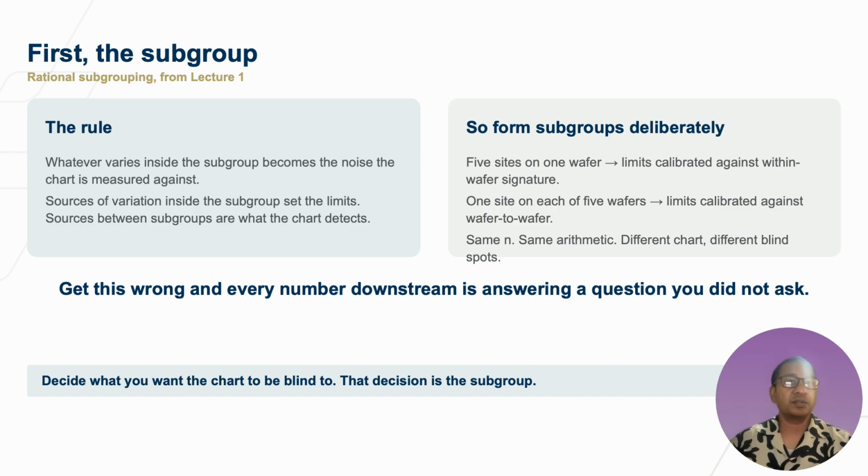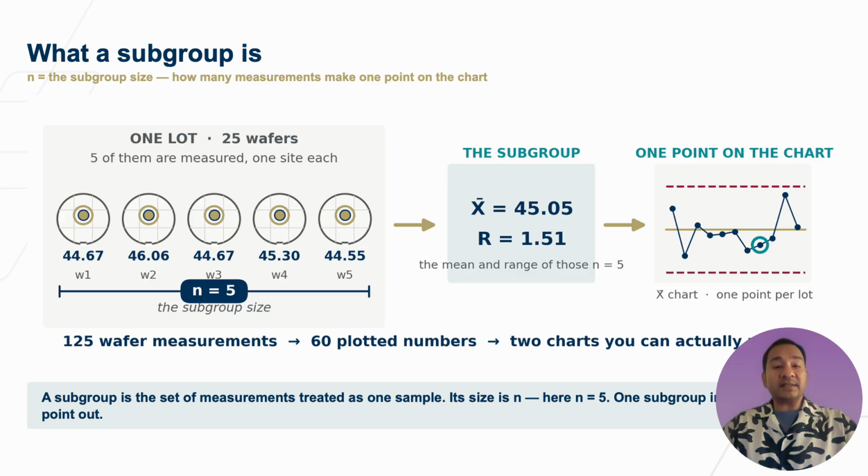Decide what you want the chart to be blind to. The decision is the subgroup. Get it wrong and every number downstream answers a question you did not ask. A subgroup is a set of measurements you agree to treat as one sample. That is the whole definition. Everything else today depends on it.